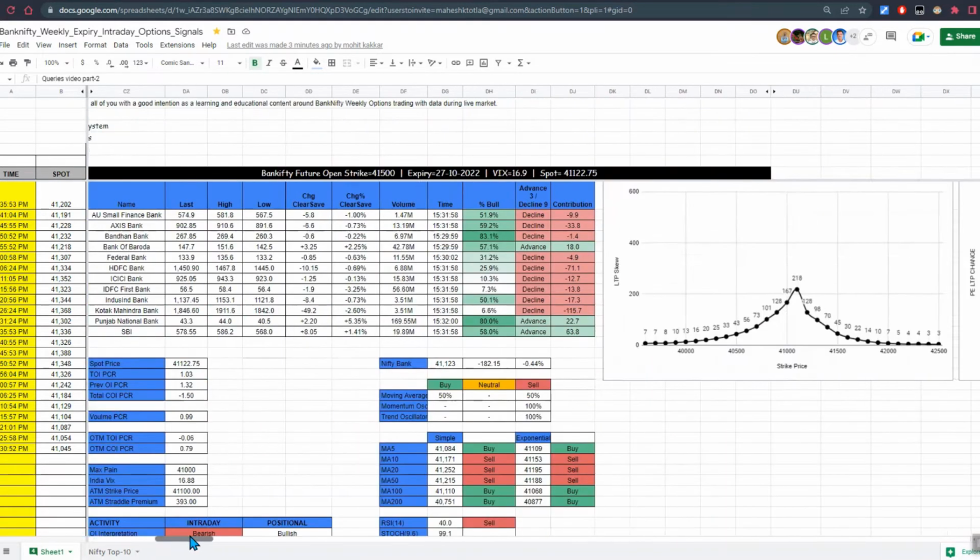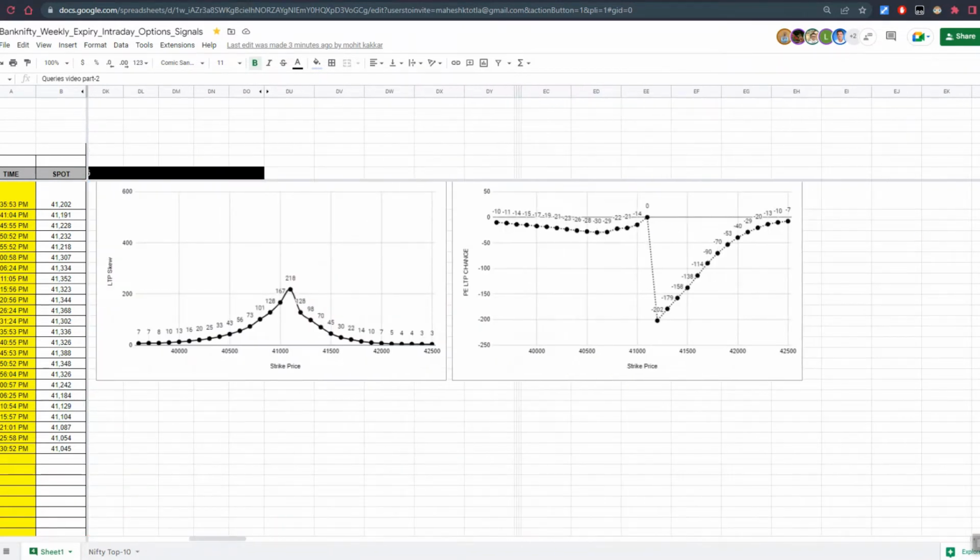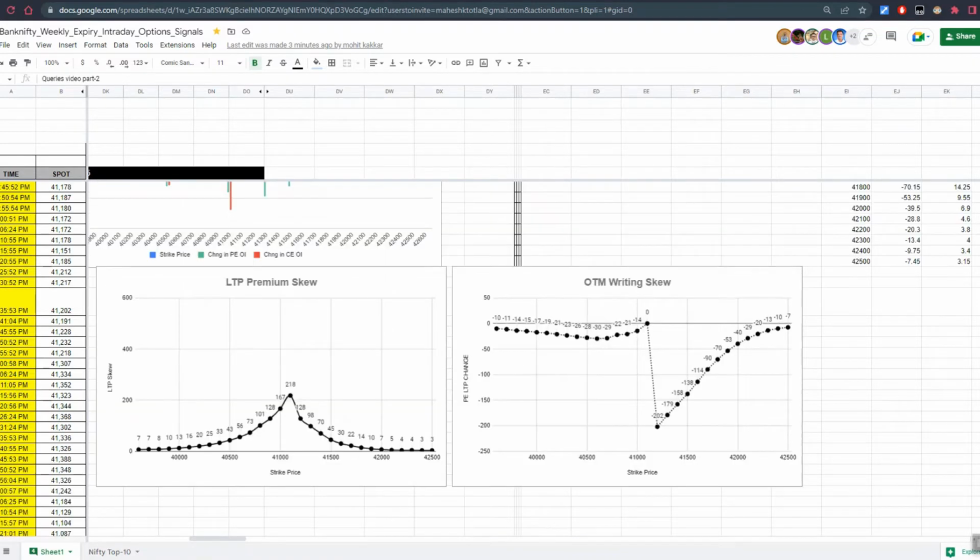Coming to the data, you can also look at another clue. You can take it from the OTM writing skew. Right now this is a little tilted towards the upside from the put side, but when the day was going on, it was something like this, and call was definitely beaten down because of the opening candle itself. So from the OTM writing skew as well, the premiums on both sides were getting eroded because of the writing on both sides.